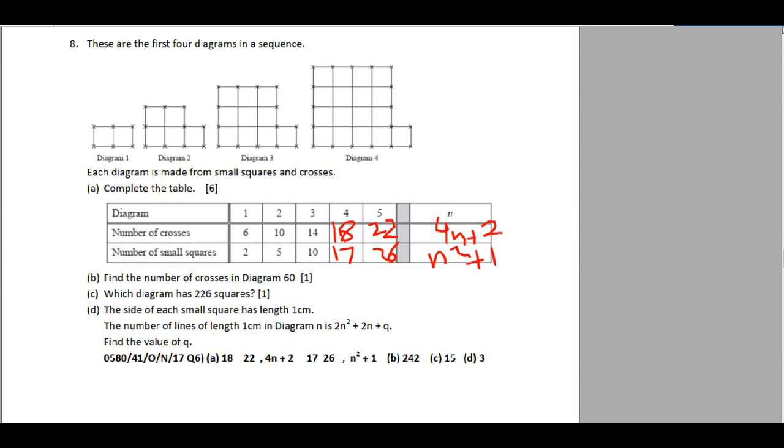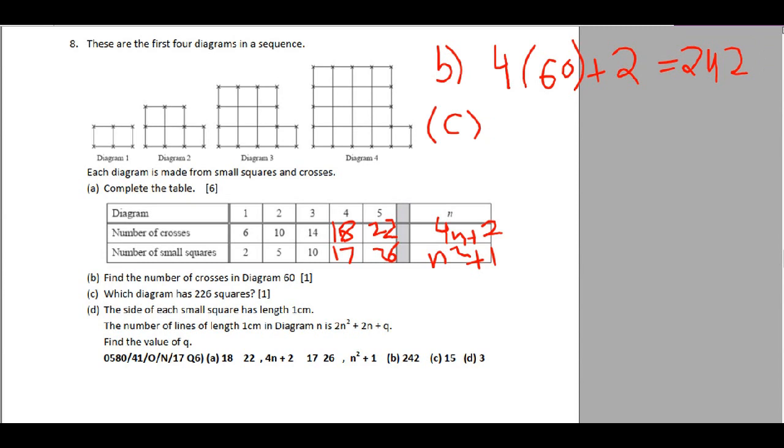Okay. Part B, find the number of crosses in diagram 60. So the formula for number of crosses is 4n plus 2. So instead of n we write 60, so we get 242. For part C, which diagram has 226 squares? So the formula for the number of squares is n square plus 1 equated to 226. Subtract 1 from 226, take under root, and we'll get 15.